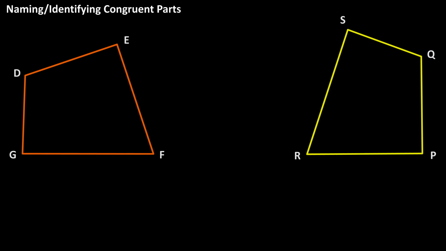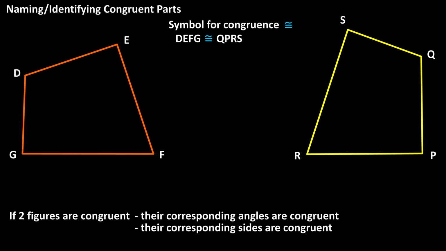Here are two congruent figures. Figure DEFG is congruent to figure QPRS. Since they are congruent, we know that corresponding angles and corresponding sides are also congruent. This is written so the corresponding angles are in the same order.